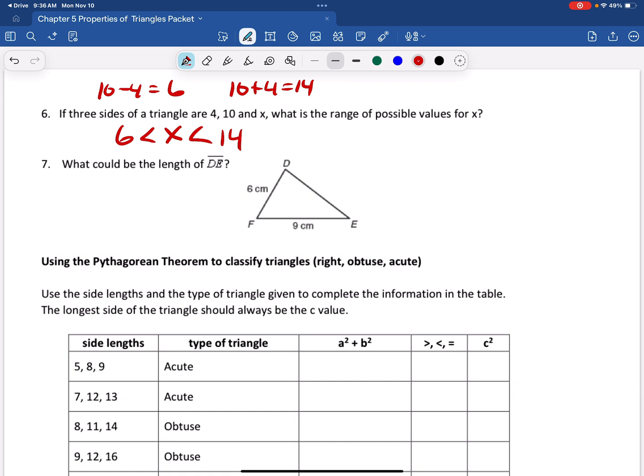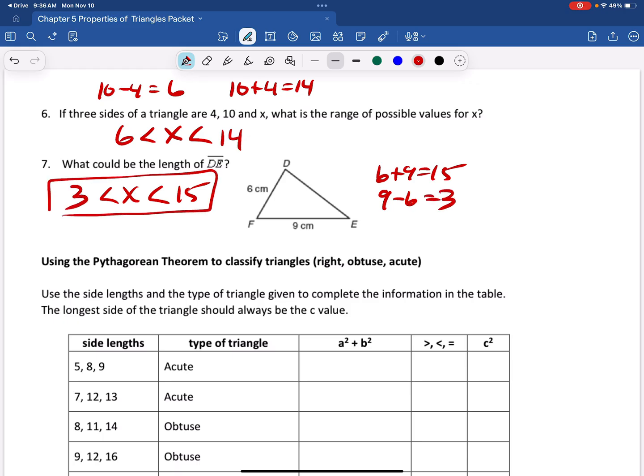All right, same thing here. I'm going to put x in the middle, two less than signs. So 6 plus 9 is 15, so that goes here. And 9 minus 6 is 3, so that goes there. So there is my range.